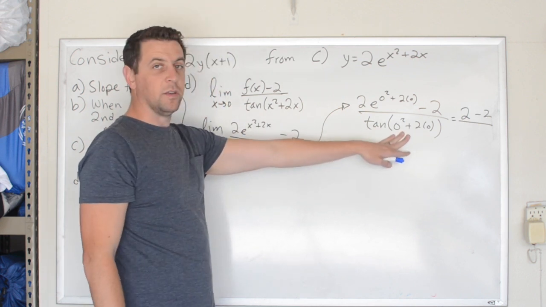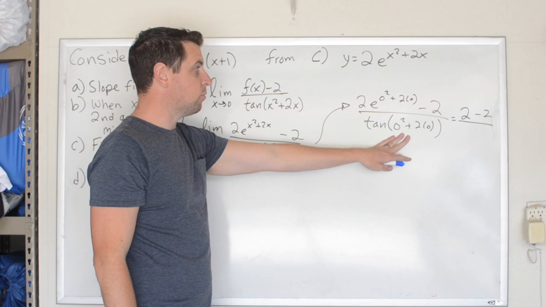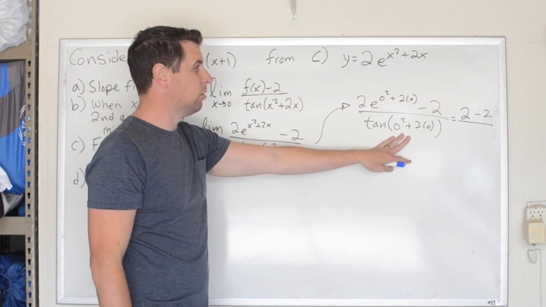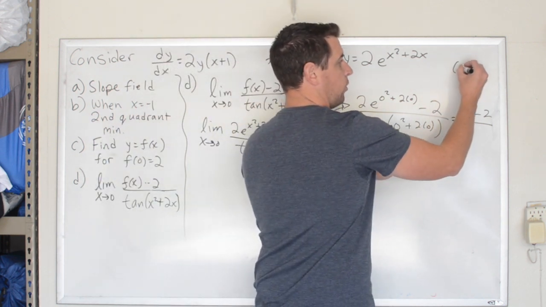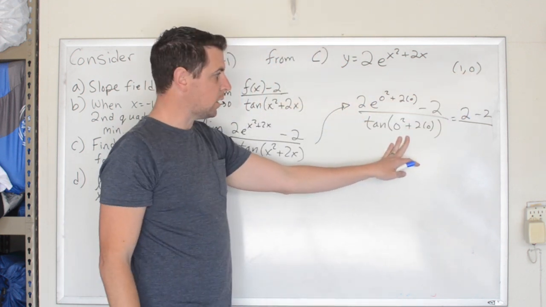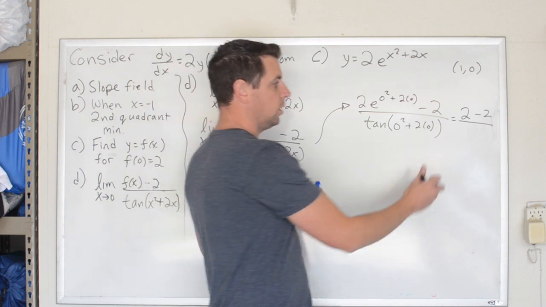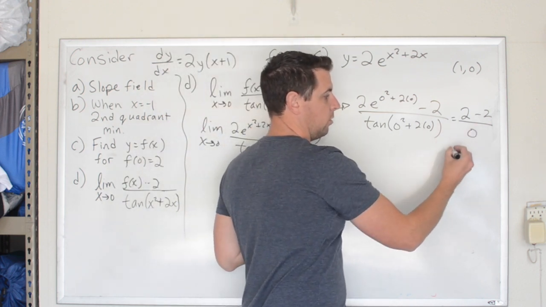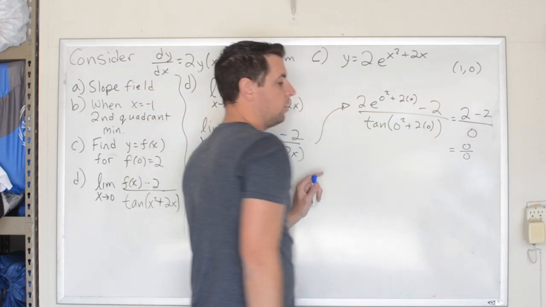So this is tangent of 0. Tangent of 0 is y over x at 0. Remember, that's the point 1 comma 0. So that would be 0 divided by 1. 0 divided by 1 is 0. So this is going to be 0. So this is going to be 0 over 0.